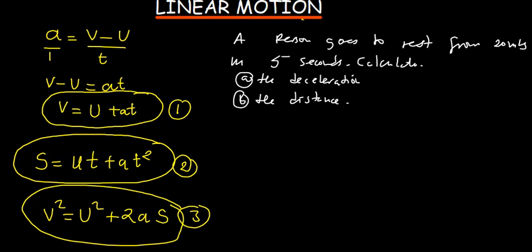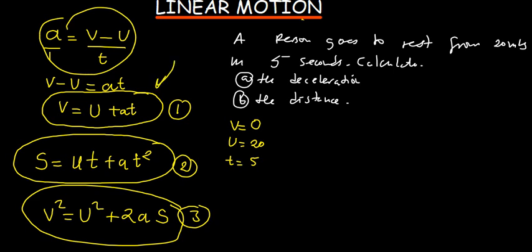So from what you've been given, a person goes to rest. If you go to rest, meaning that the final velocity you are going to have is 0. And then it goes to rest from, meaning that this person, the initial velocity started with is 20. And then they've given us the time is 5 seconds. So we want to find out the deceleration. So to find the deceleration, you can use this equation or this equation, but mostly we're going to be using this one. v is equal to u plus at.